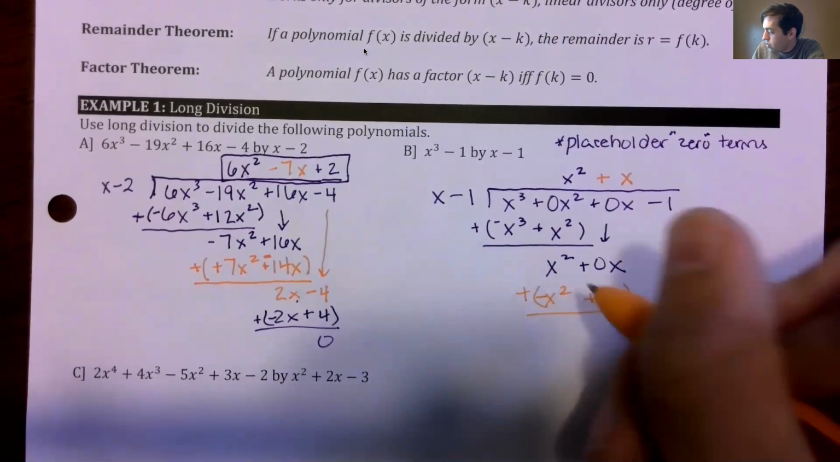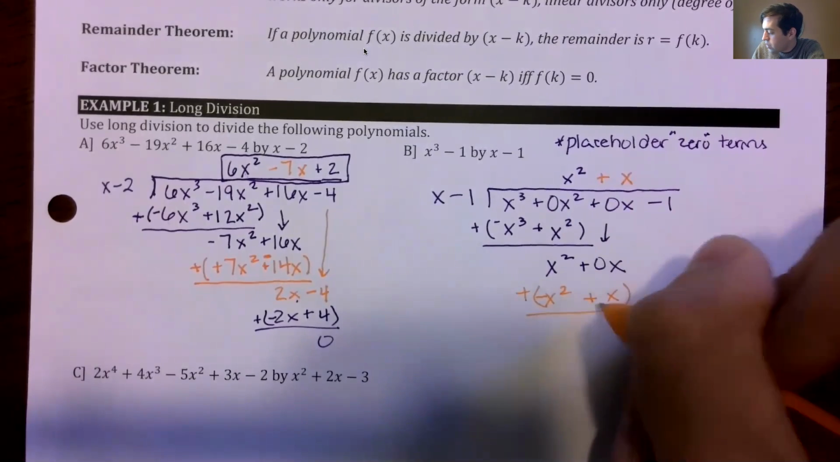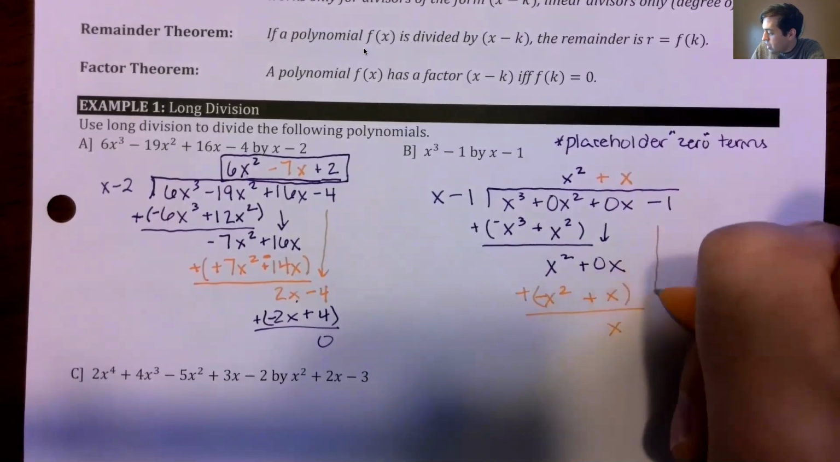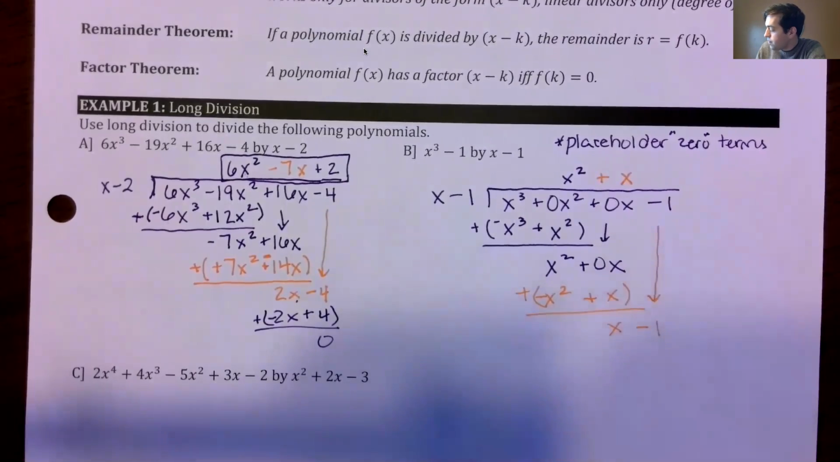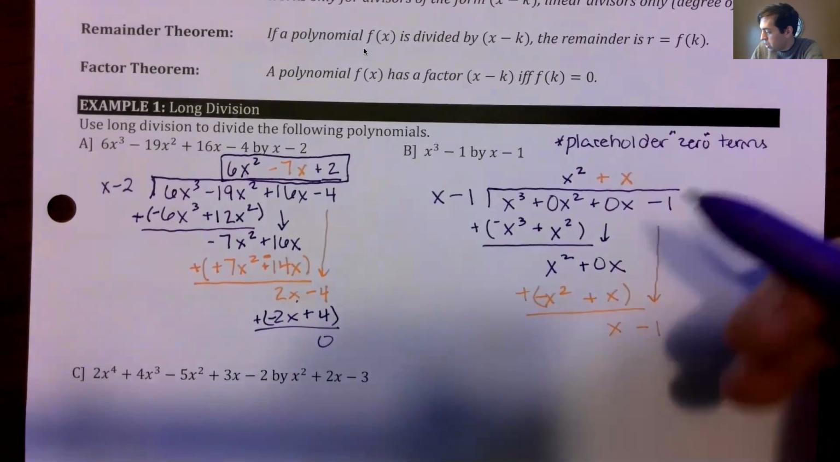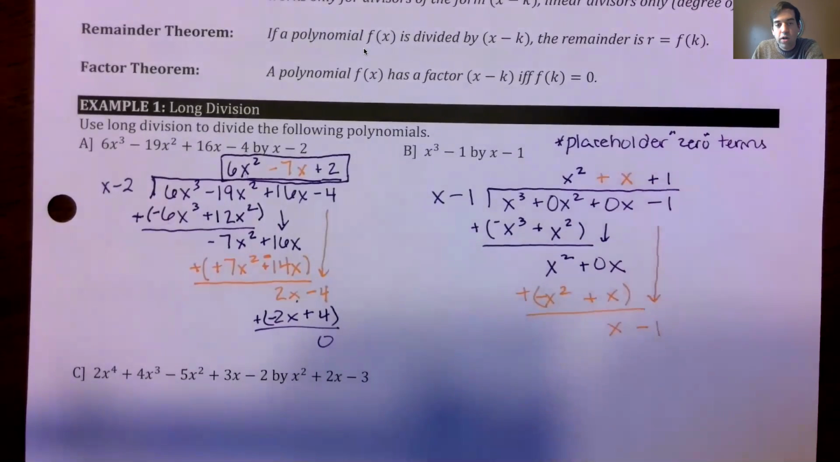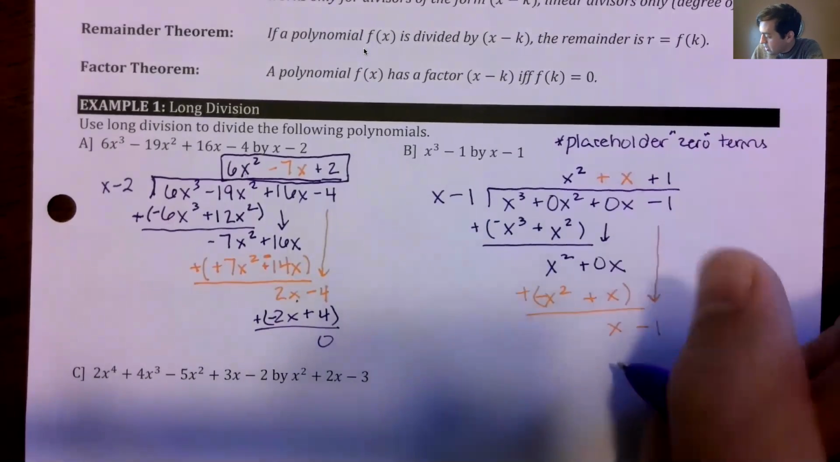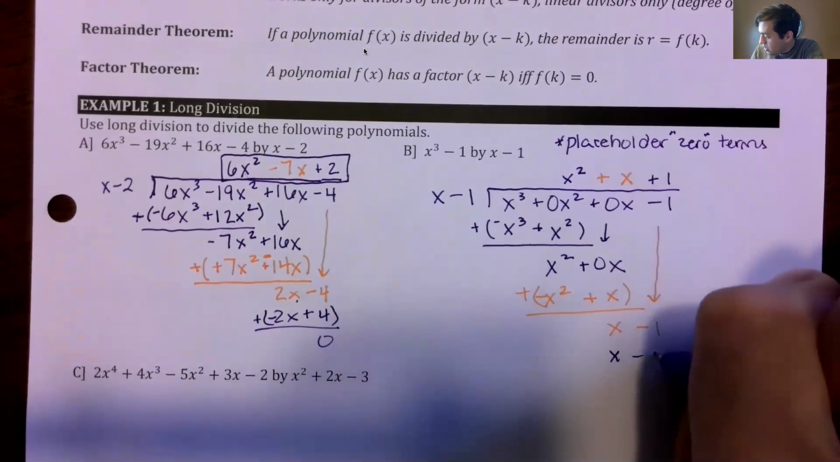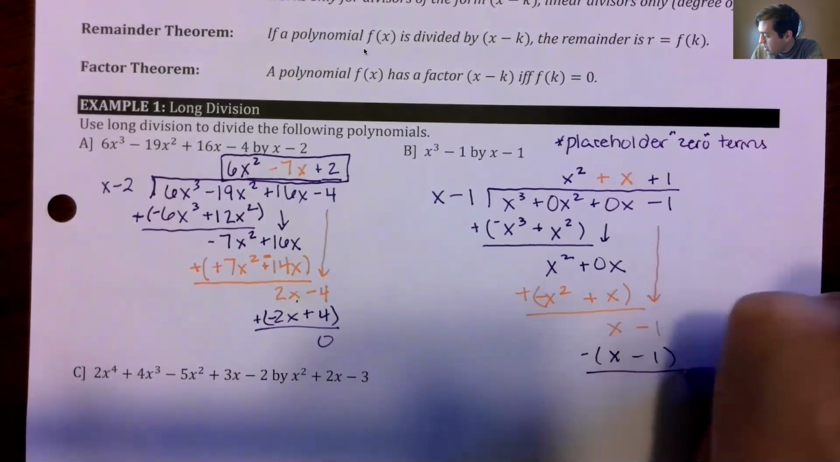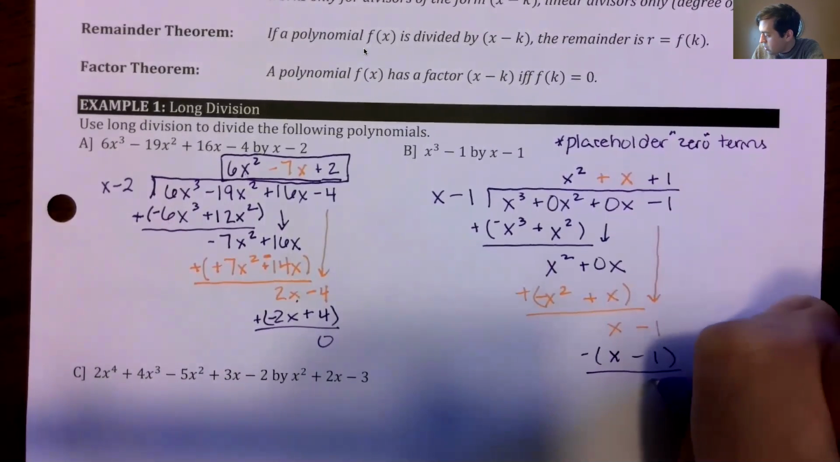Distribute the negative. The x squareds cancel out. 0x plus x is x. And I bring down the minus 1. Switch colors again. What times x is x? And it is 1, right? 1 times x is x. So now I keep going. 1 times x is x. 1 times negative 1 is negative 1. I subtract. x minus 1 minus x minus 1 is going to be 0.